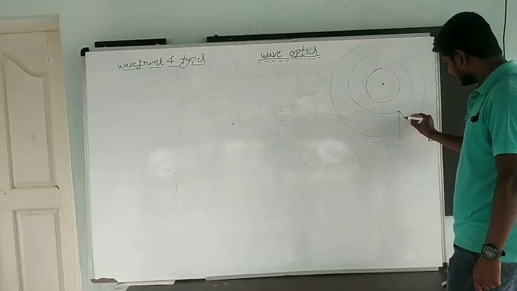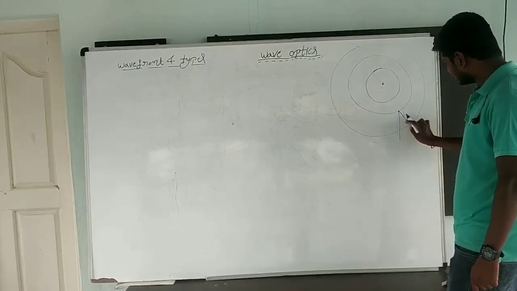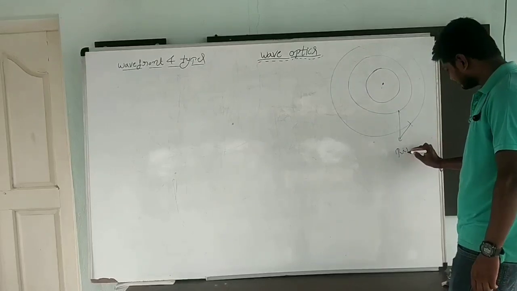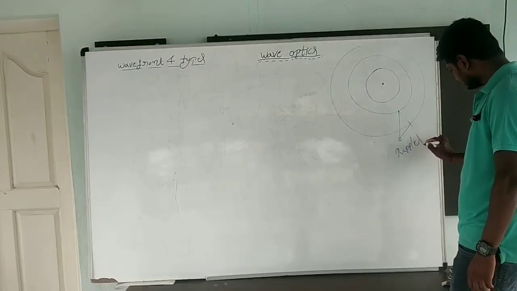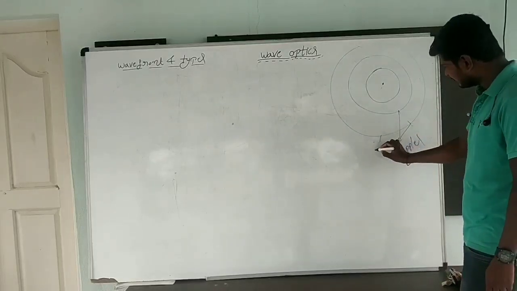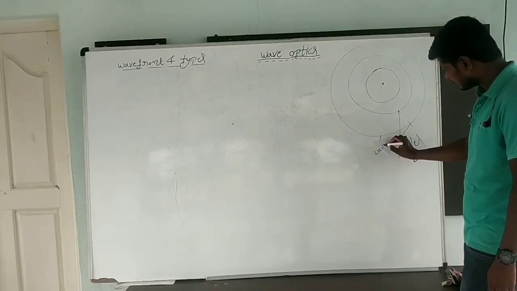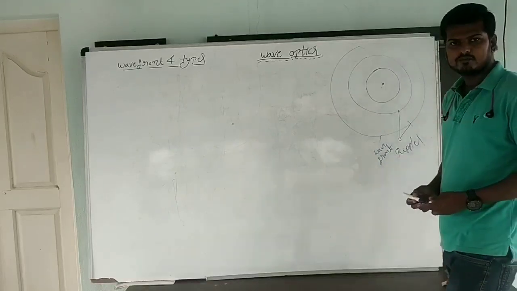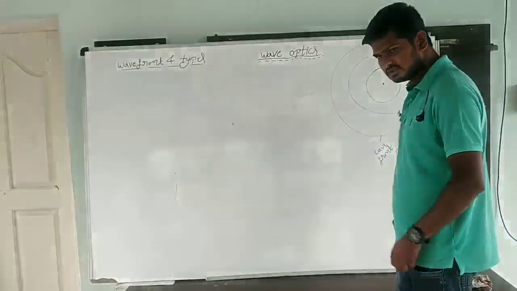Generally, what are we going to call this? We are going to call it ripples. These ripples we call wavefronts. Here, wavefront means the following.